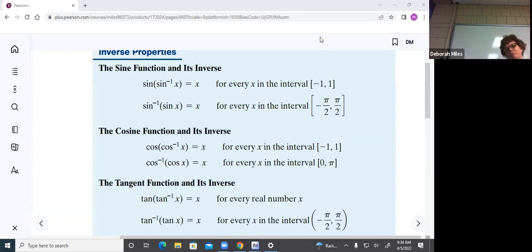Now, it would be natural to think that, for example, cosine of inverse cosine of 3, the cosine and the inverse cosine would undo each other and just leave you 3. I mean, that makes sense, right? That's what inverse functions do, except you can't take the inverse cosine of 3. Tell me why you can't take the inverse cosine of 3.